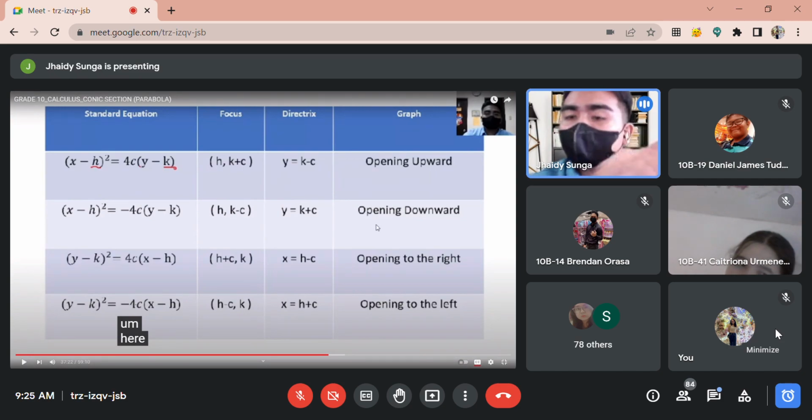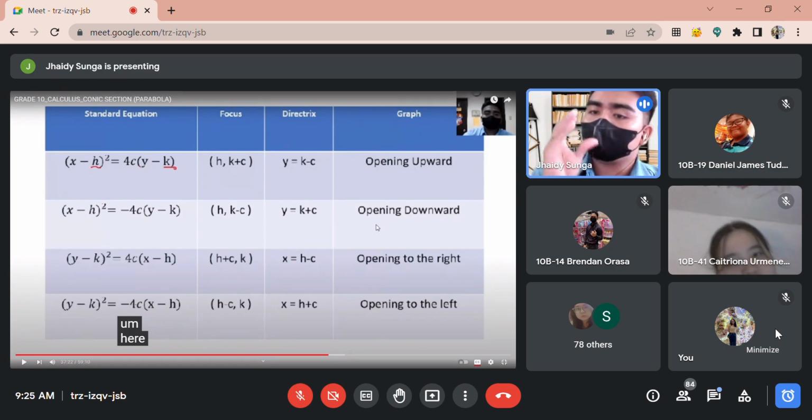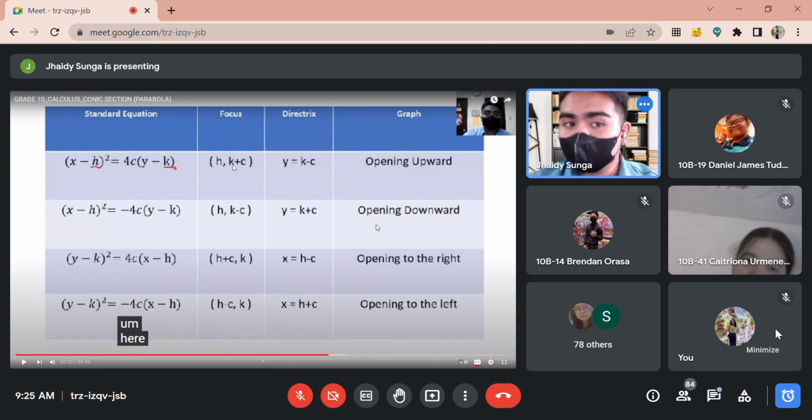So what happens here is that, as I mentioned a while ago, your focus is going to depend on the vertex. Okay? From h and k, you will notice that the value of c was added to the k. Why? Because we have the variable of y in this. That's how we get the axis of symmetry.